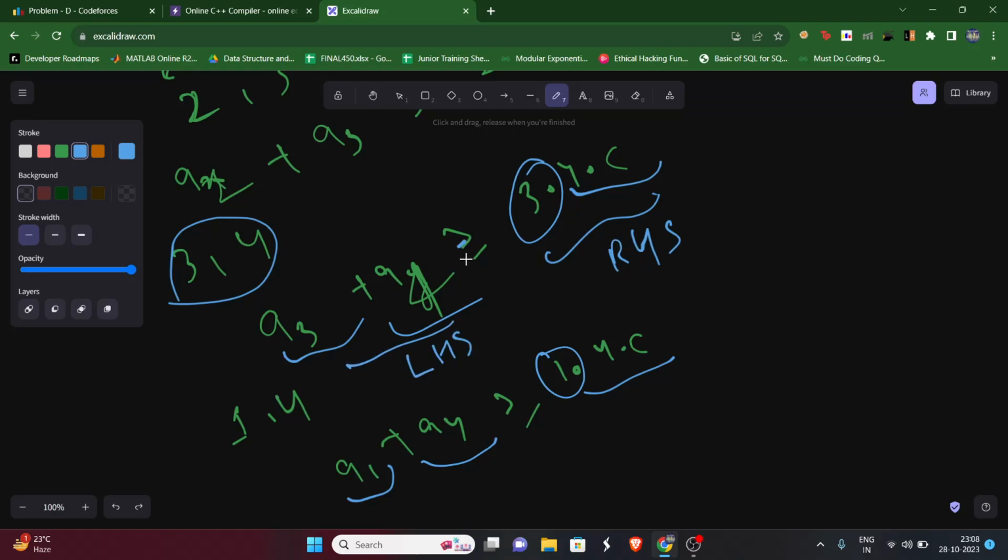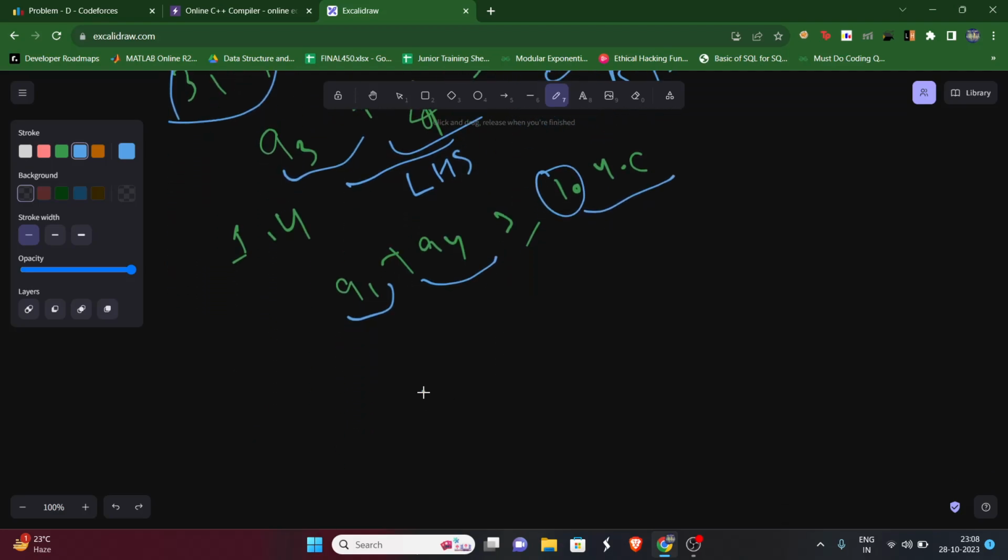So now see, what we are seeing over here is that LHS should be greater than RHS. Now to fulfill this, we have two solutions. Either we can keep on increasing LHS or keep on decreasing RHS, or we can do both.